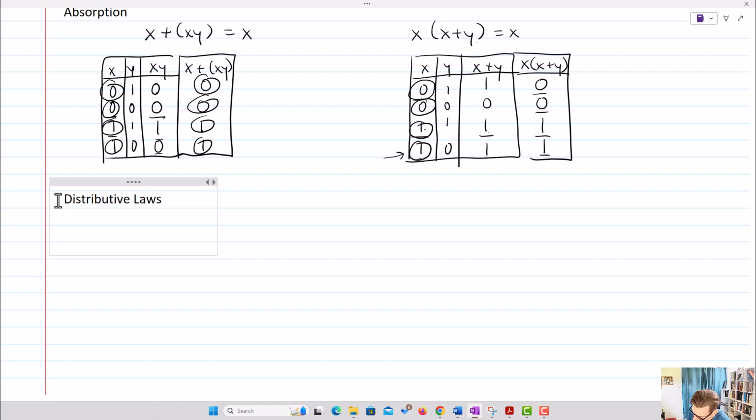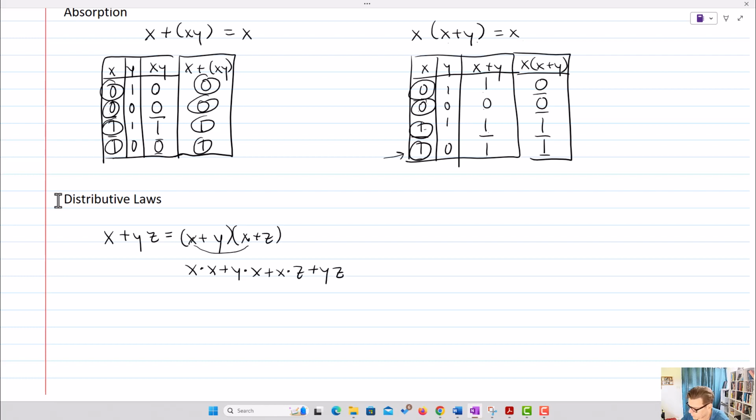So our distributive law says this. It says x plus yz equals (x plus y) times (x plus z). Now what we're going to see is that we go through it and multiply like we would normally FOIL, for example, in algebra. So I'm going to get x times x plus x times z plus y times x plus y times z.